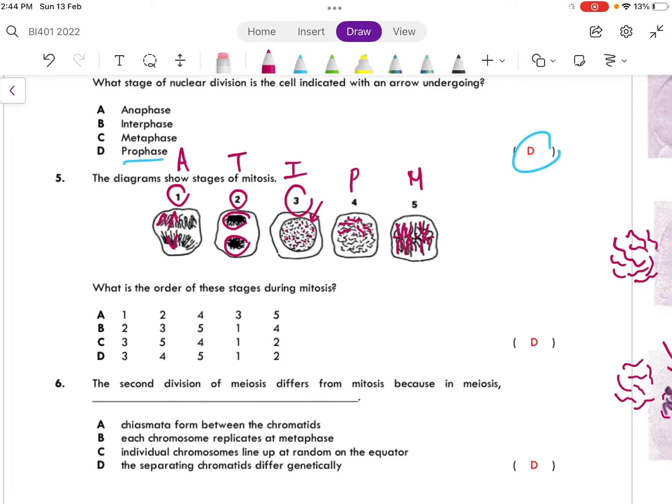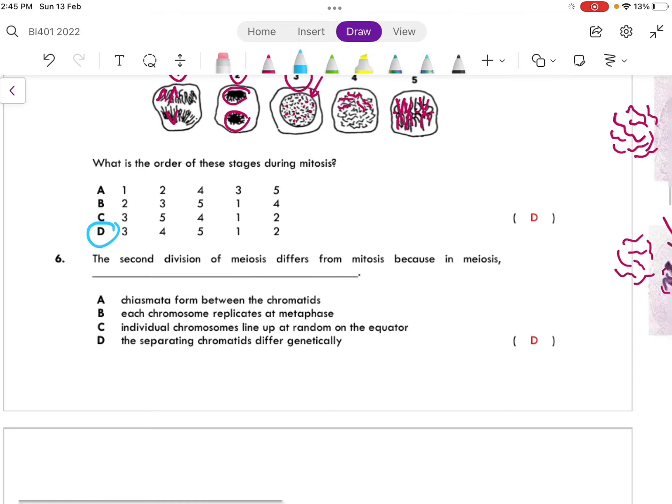So what's the sequence we want to go by? We will go by number 3 as the first one, followed by number 4. Okay, after that we'll go into metaphase, and then we will go into anaphase, and then we'll go into telophase. And therefore the answer is D. Okay, it was quite fun to identify once you know how.